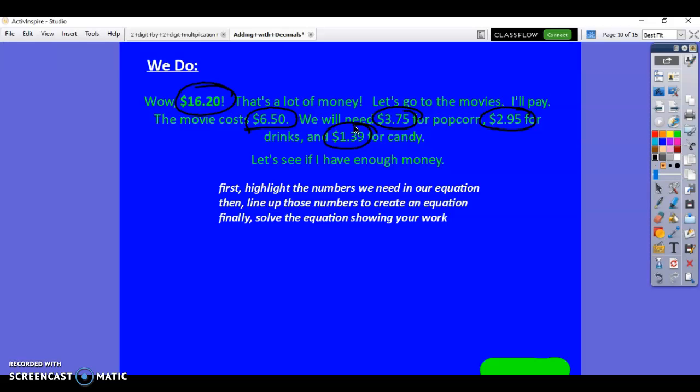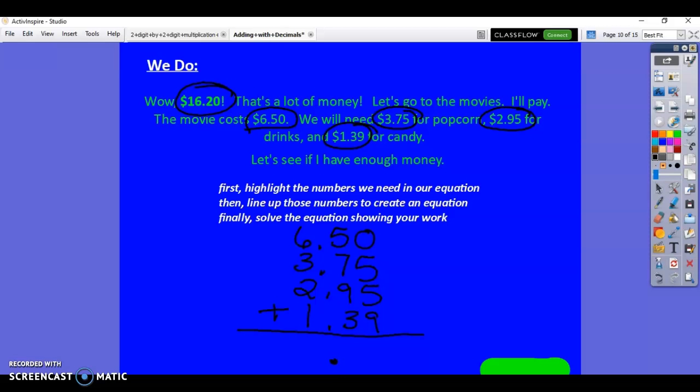So you should have written $6.50, $3.75, and $2.95, and $1.39. The plus sign gets bigger when we add in our decimals and we have more than 2 numbers.